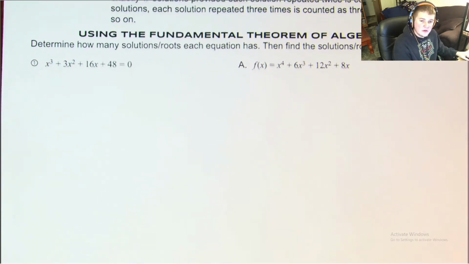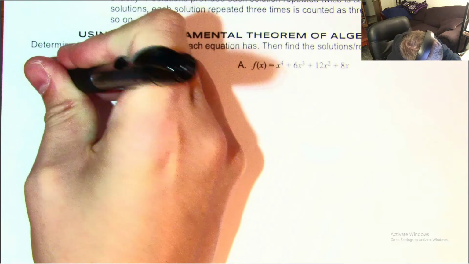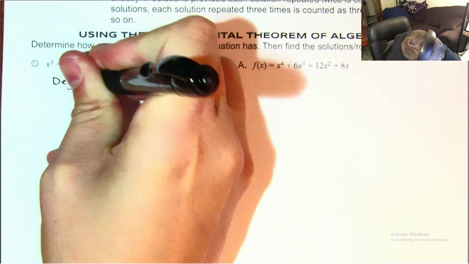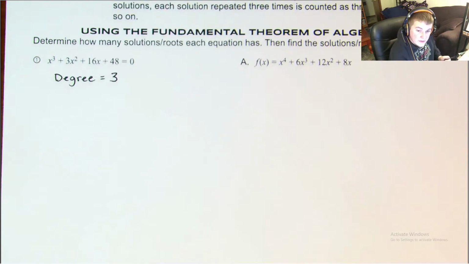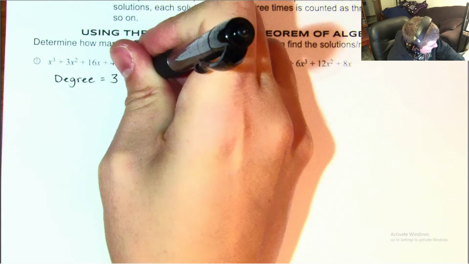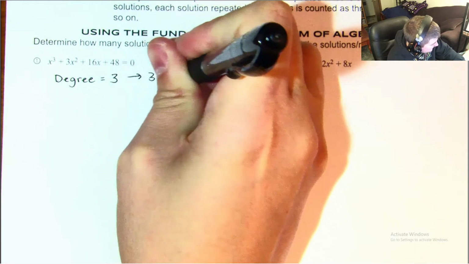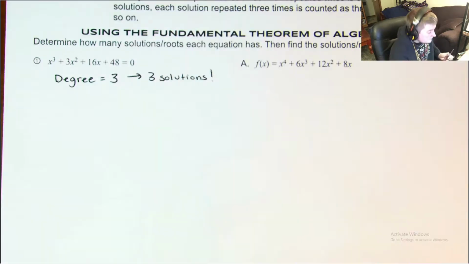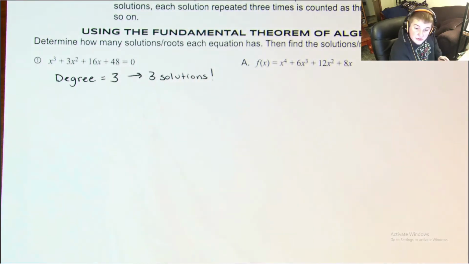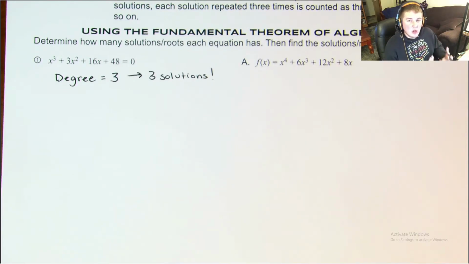Okay, the first thing we want to do is use the fundamental theorem of algebra to determine how many solutions or roots an equation has, and then we want to find those solutions. So all you have to do is look at the degree. The degree for this equation happens to be 3. Therefore, I should have 3 solutions. That's the fundamental theorem of algebra, as simple as that.